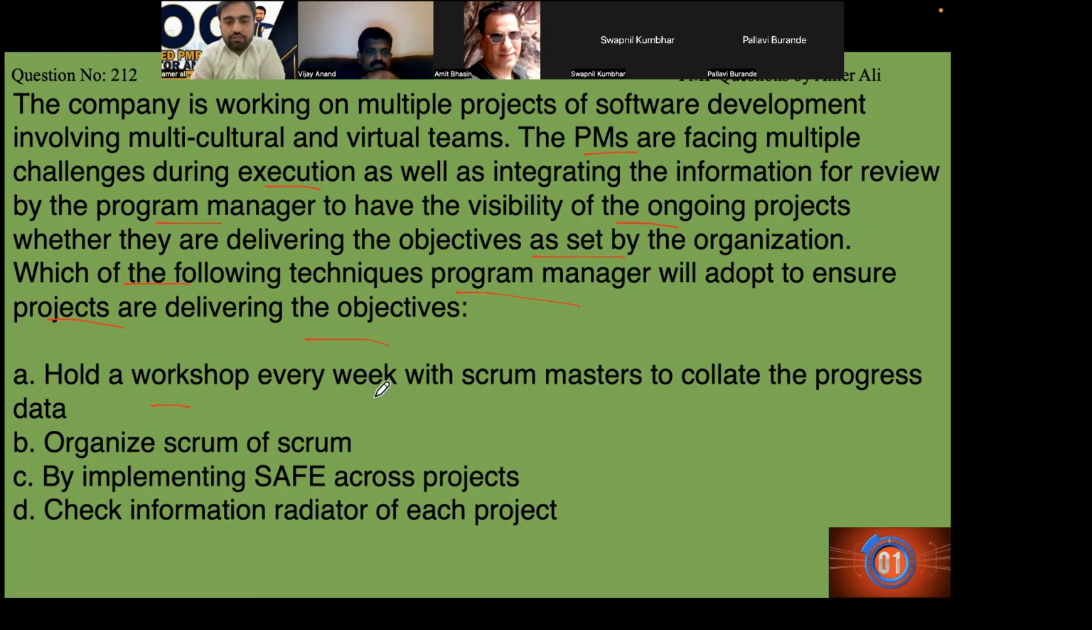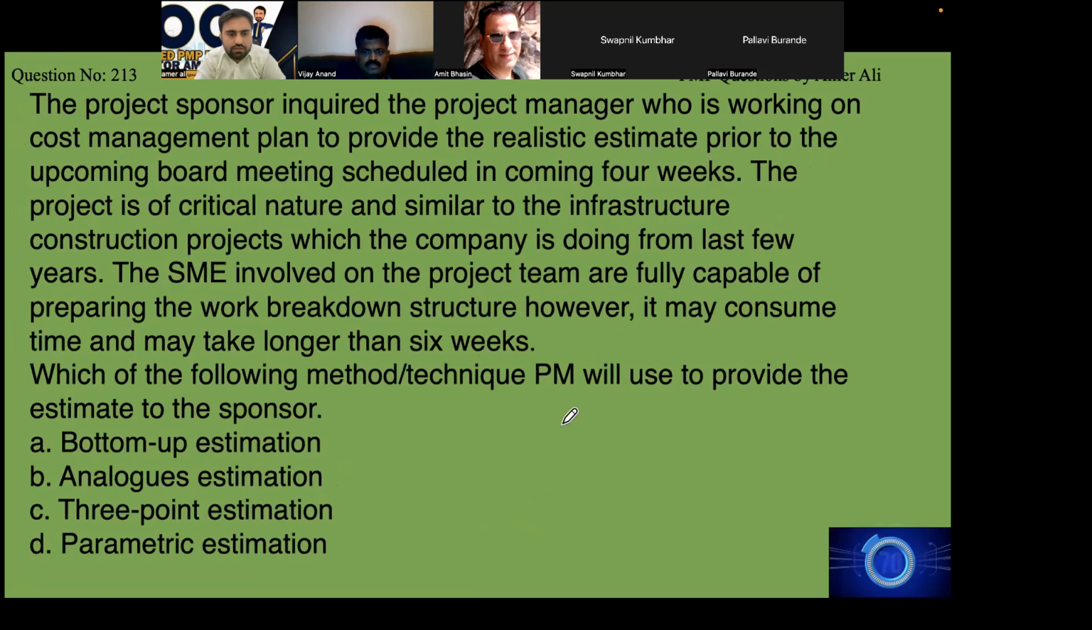Hold a workshop every week with Scrum Masters to collaborate on the progress data. Or organize Scrum of Scrums by implementing SAFe, checking the information. So you see here the right option is basically about multiple project managers, which comes under the domain of SOS, or Scrum of Scrums. B is the right answer in this pattern of question, and many people put B as the right answer. Very well done. I guess we already did this question. Yeah.